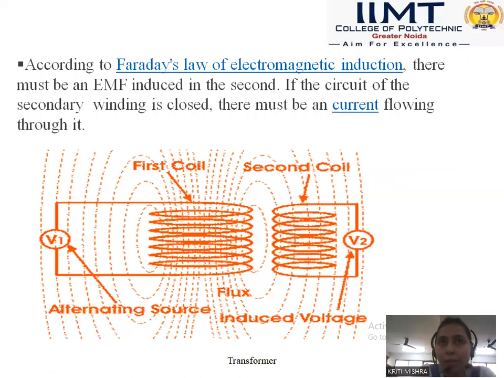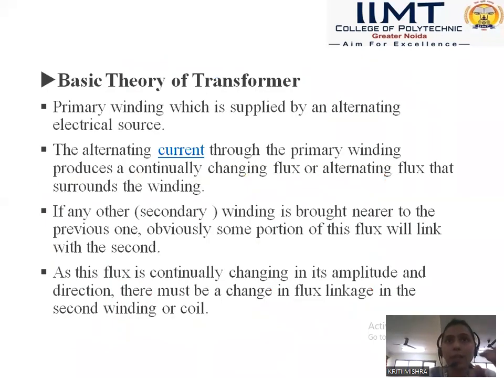When the secondary coil is brought nearer to the first coil, or primary coil, the flux linking will be more. When we put the secondary winding farther apart, with a longer distance, the primary winding and the secondary winding will have lesser flux linking. When we put these windings closer, the flux linking is maximum, so the maximum voltage, that is V2, is induced in the secondary winding. This is all about Faraday's law of electromagnetic induction.